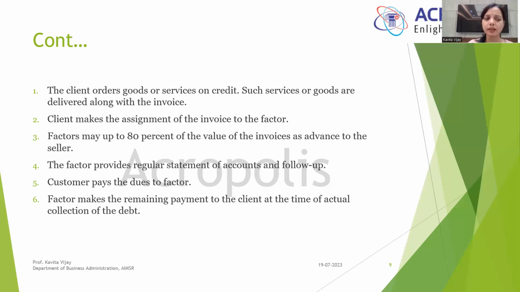The customer pays the dues to the factor. The factor makes the remaining payment to the client at the time of actual collection of the debt. So this is a simple process by which the factoring company deals with its clients.